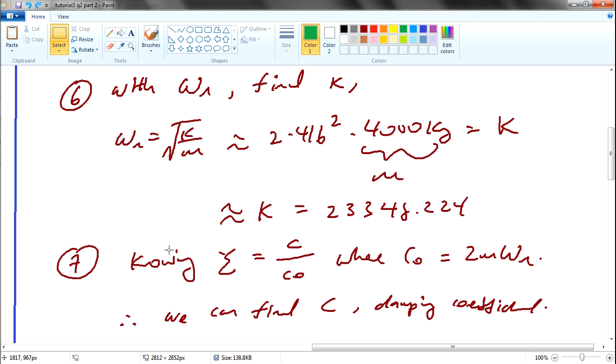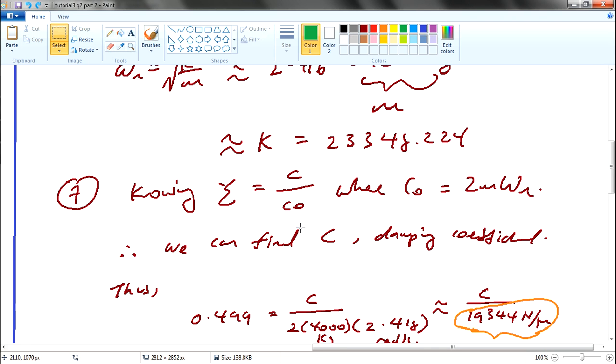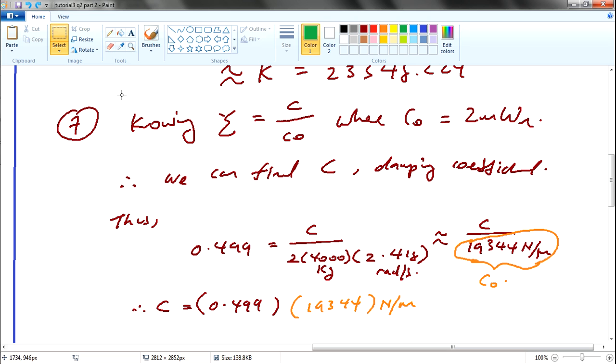Now that you know k already, let's go back to dealing with the damping factor. The damping factor consists of, if you remember, the damping coefficient C and the critical damping coefficient.